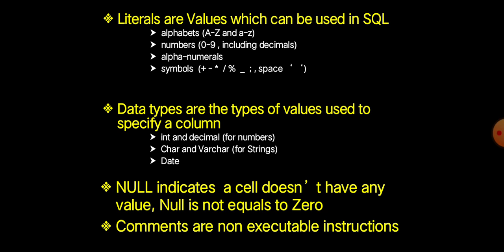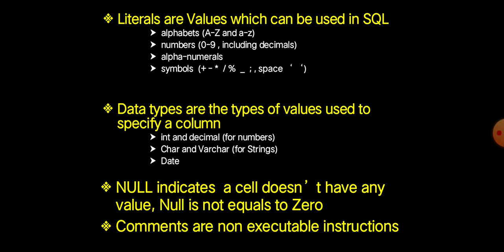So we can use alphabets from A to Z, the numbers from 0 to 9 including the decimal parts, alphanumerals, that is the combination of alphabets along with the numbers, and symbols like plus, minus, multiply, divide, percentage, underscore, semicolon, comma, white space, and quotes along with brackets.